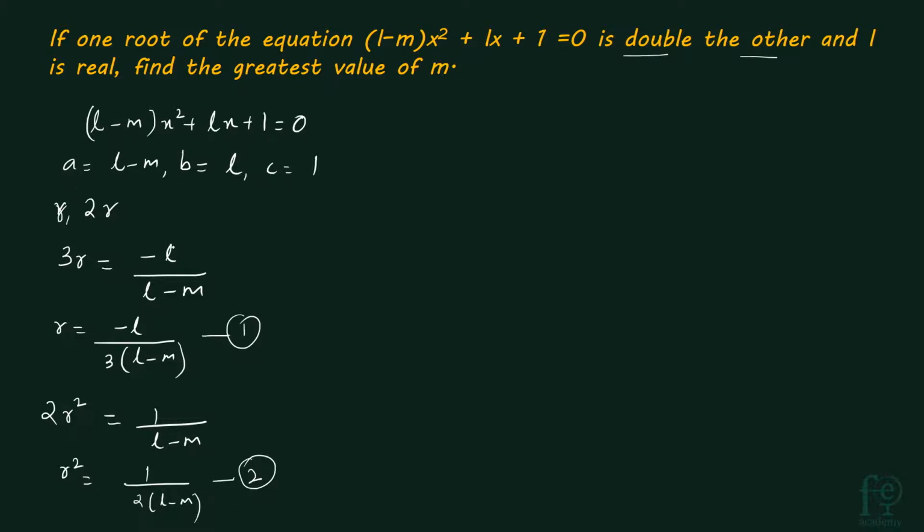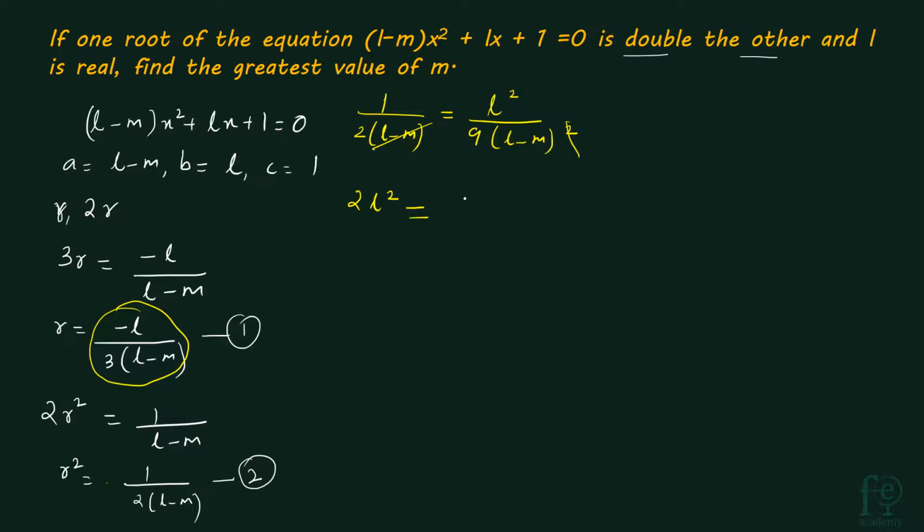Now substituting 1 in 2, we will be getting 1 by 2 into L minus m is equal to r square. So here r square will be given as L square divided by 9 into L minus m the whole square. So here this L minus m and this L minus m will get cancelled. So we will be getting 2L square is equal to 9 into L minus m. So we will be getting the equation 2L square minus 9L minus 9m is equal to 0.